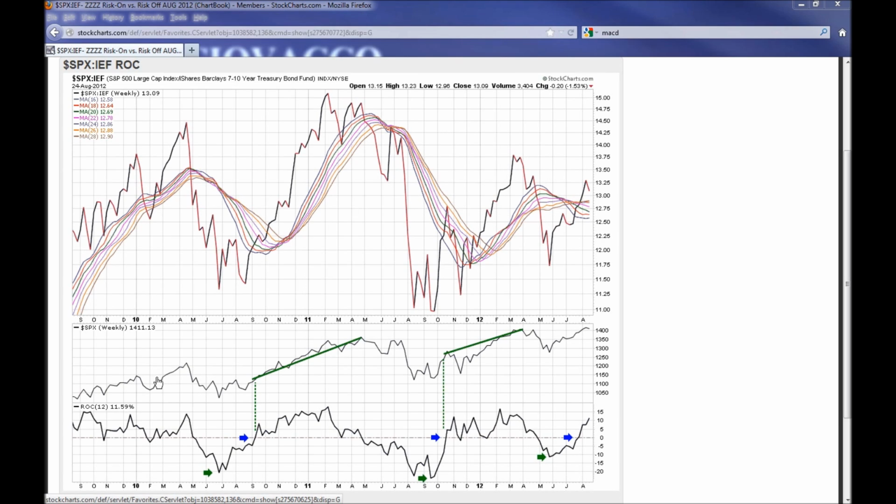Now we're looking at the weekly rate of change. This rate of change is derived off of this ratio here, as are all the indicators that we've been looking at in the bottom portion of these charts. In the present day, two things have happened. The rate of change has turned up from the lower portion here near this green arrow. So this period here looks similar to this period here and this period here.